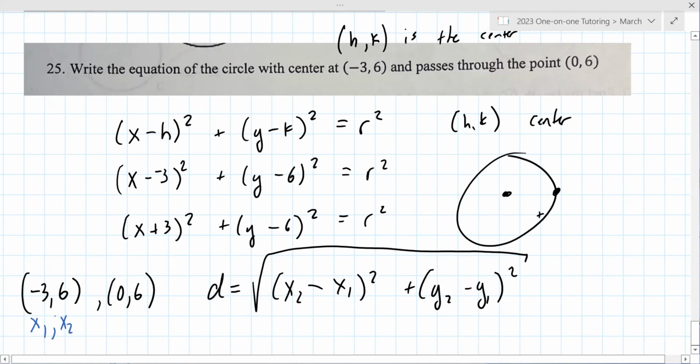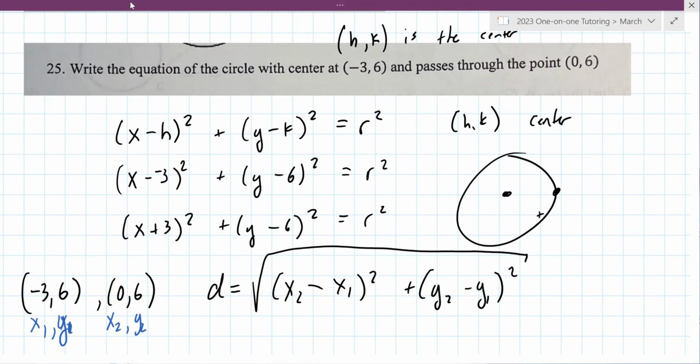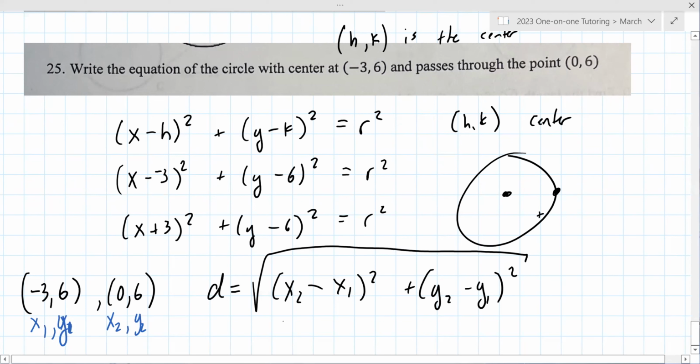The distance. Oh, and no, we're using both. Yeah, we're going to use both coordinates and you put them into the formula here. So you do have to know that. So it'd be like 0 minus negative 3 squared plus 6 minus 6 squared, square rooted.